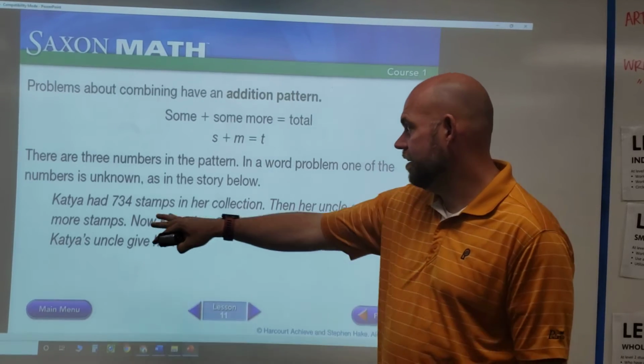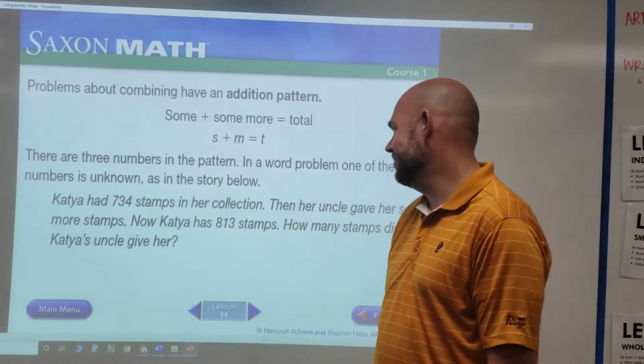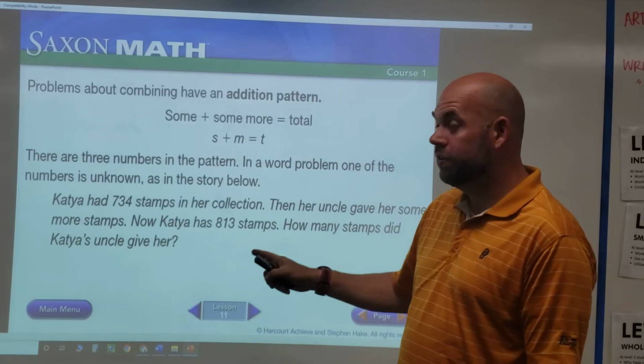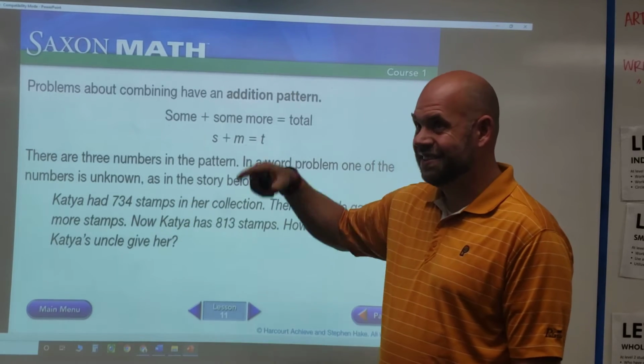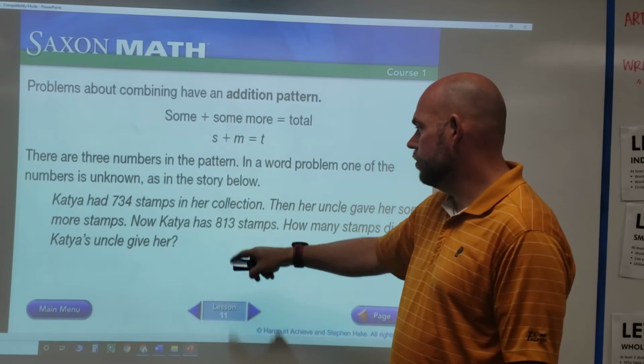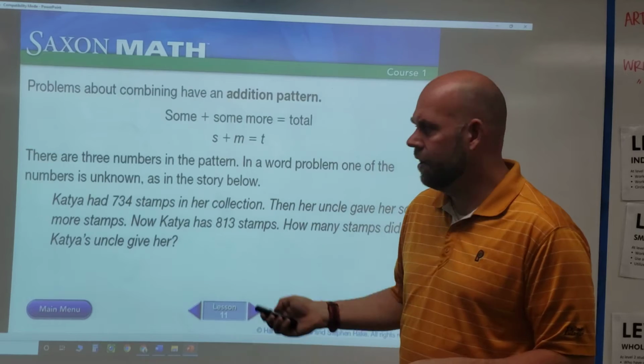So here we see Katya had 734 stamps. Then her uncle gave her some more stamps. Oh, some more. That sounds like addition. 734 plus something. Now she has 813. So we're going to write that out separately. Let me show you on the next slide how they write that out.